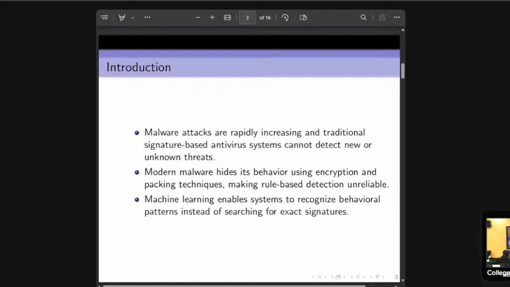Malware has become one of the most serious cybersecurity threats today. Traditional antivirus systems mainly use signature-based detection. This means they compare files with a database of known signatures. Modern malware also hides its behavior using encryption and packing techniques. So instead of searching for exact signatures, the system analyzes internal file patterns using machine learning to detect malicious behavior.